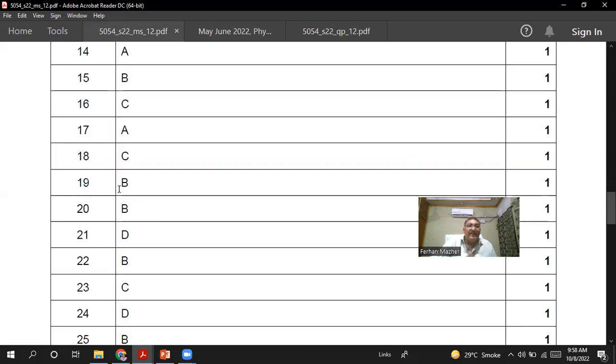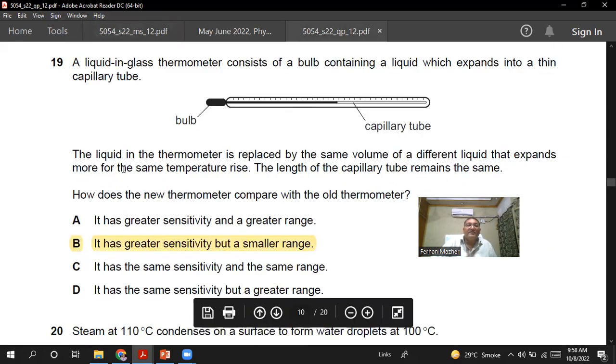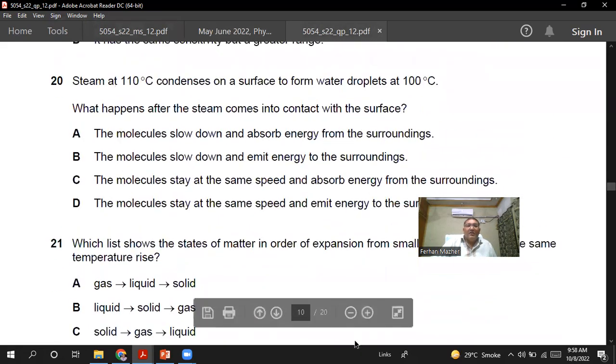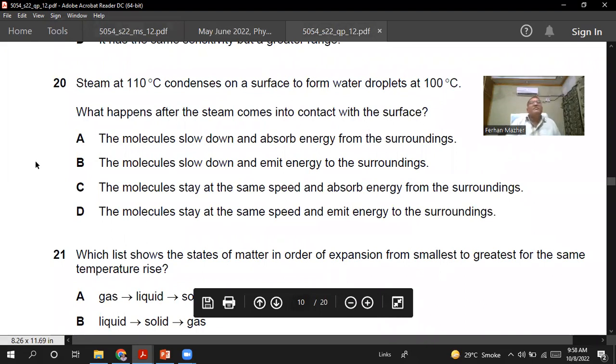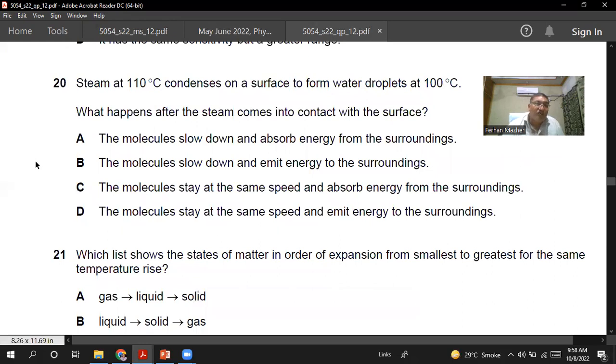B, 19, question number B is the right option. Okay, he says that the steam at 110 degrees centigrade condenses on the surface to form water droplets at 100 degrees centigrade. So what happens after the steam comes into contact with the surface?